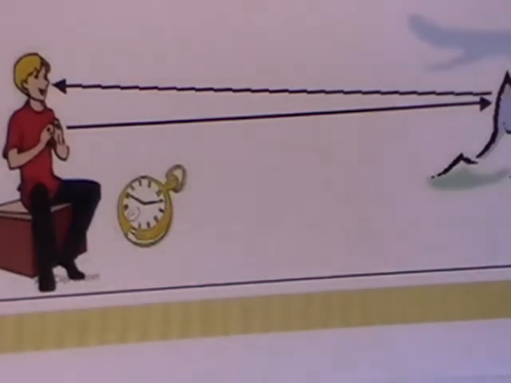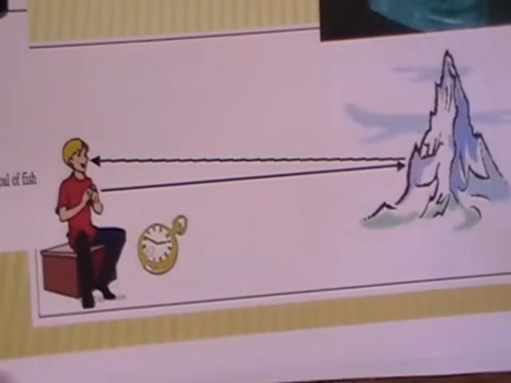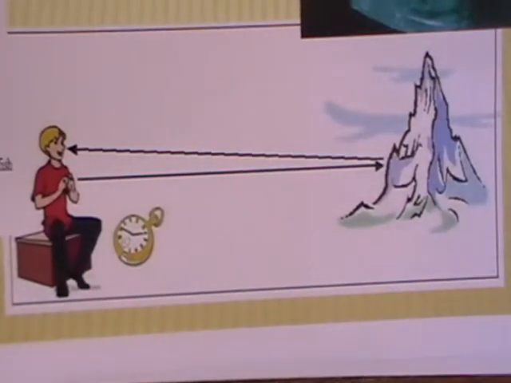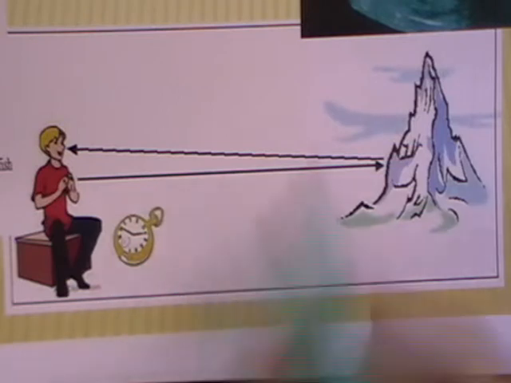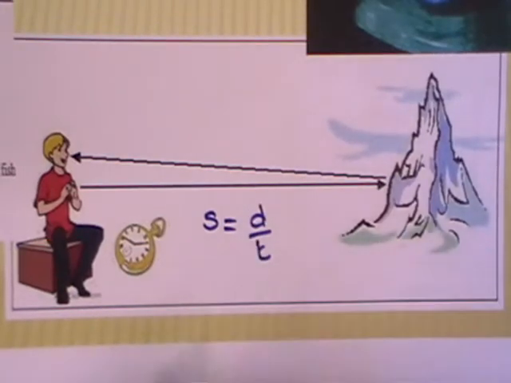The second example here is the use of echoes to determine distances. What you can do is, if you know the speed of sound, which here in air would be 340 metres per second, and if you're able to time how long it takes for your echo to return to you, you can tell how far away the cliff face is by using the equation speed is distance over time. You just need to be careful.